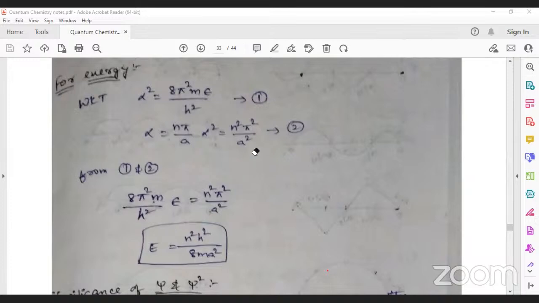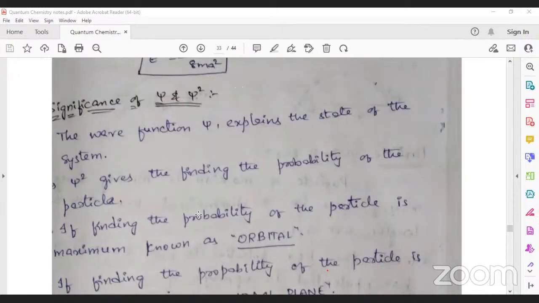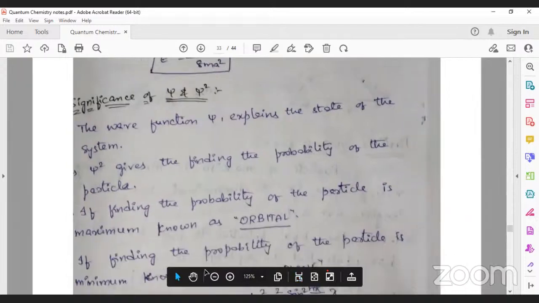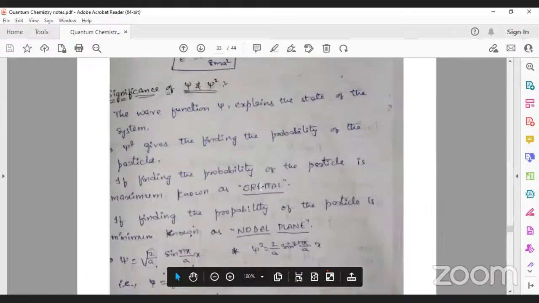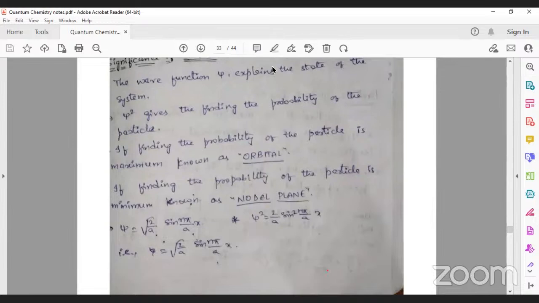Before going further, there is some significance of psi and psi square. So we are saying, what is the significance of psi and what is the significance of psi square, right? Are you able to see the screen? Is it visible properly? Okay, fine.